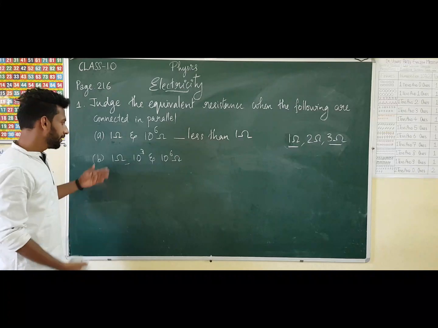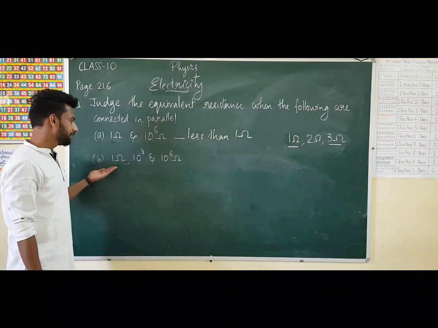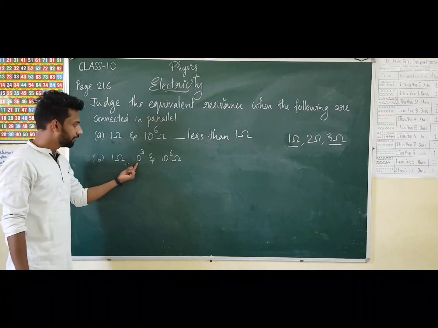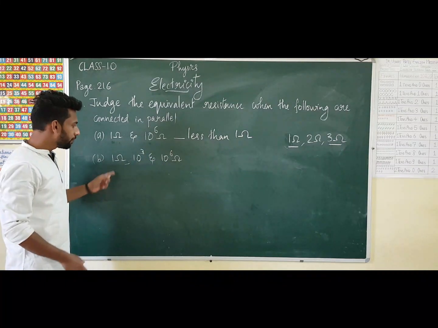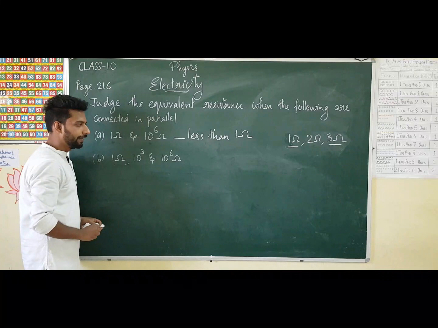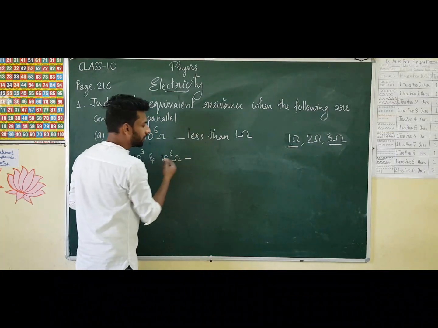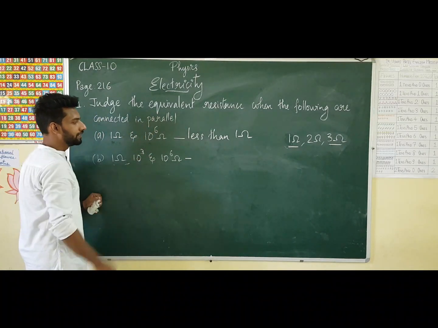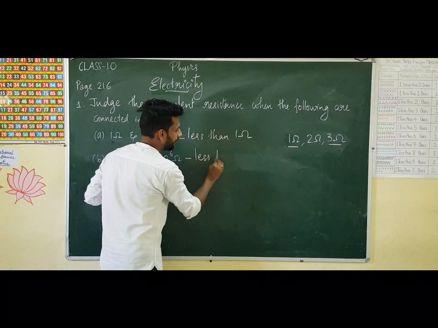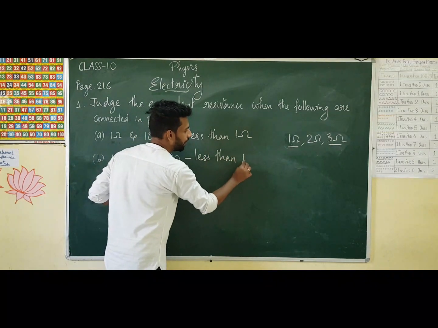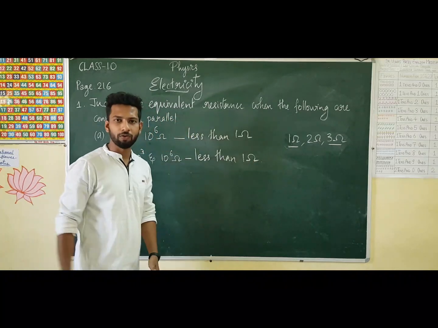And similarly, you can easily judge the total resistance when you are connecting 1 ohm, 10 raised to 3 ohm and 10 raised to 6 ohm resistors in parallel. Which is the smallest value here? 1 ohm, isn't it? So our answer will be: the total resistance when these three resistors are connected in parallel will always be less than the smallest value, that is 1 ohm. So we have solved the problem.